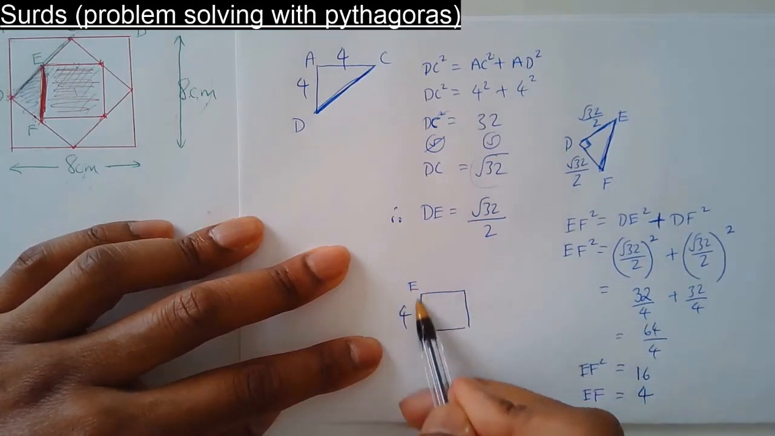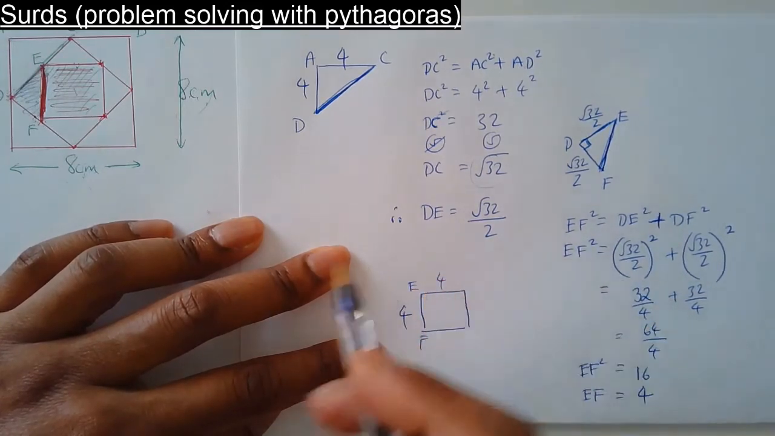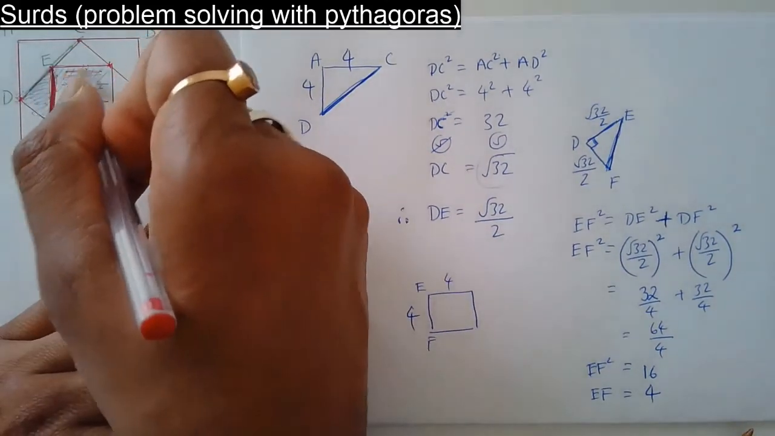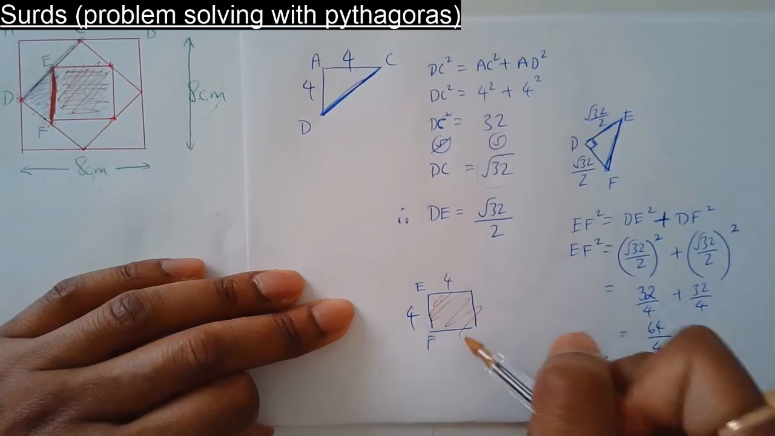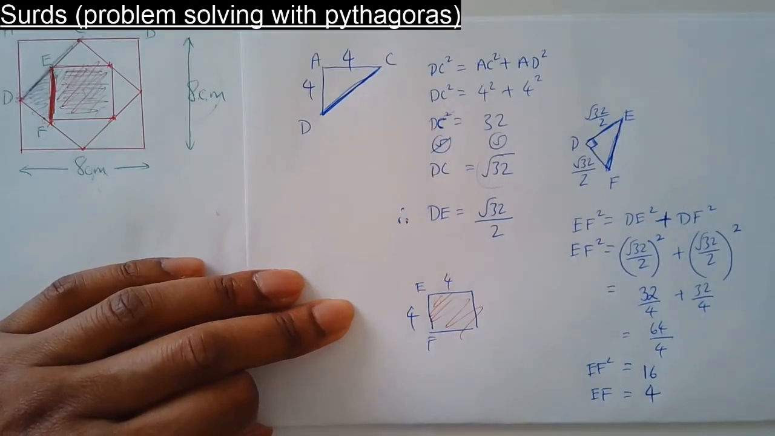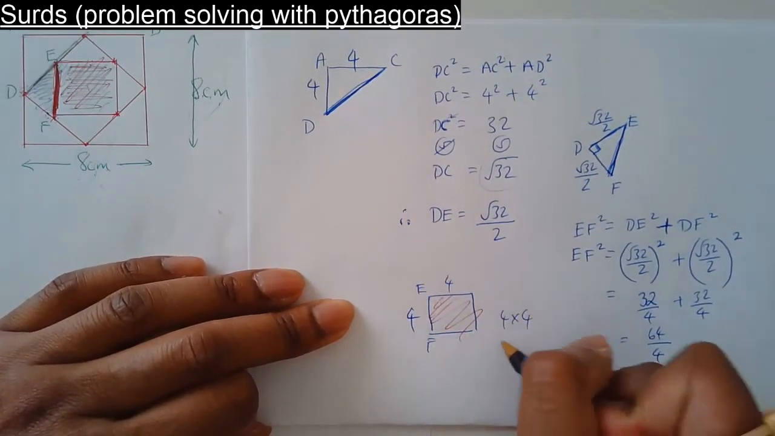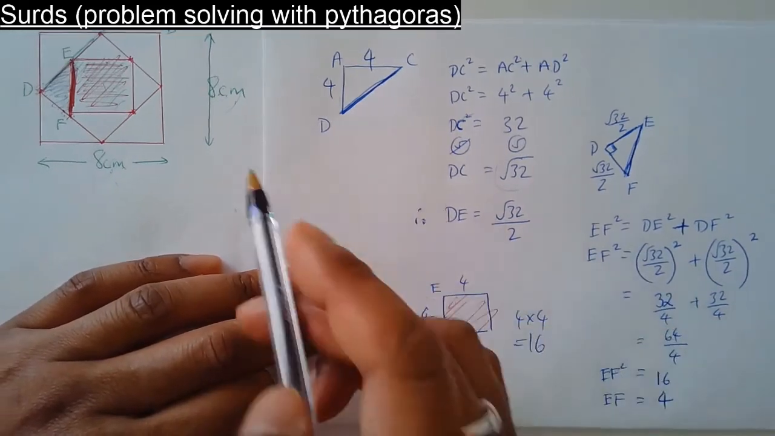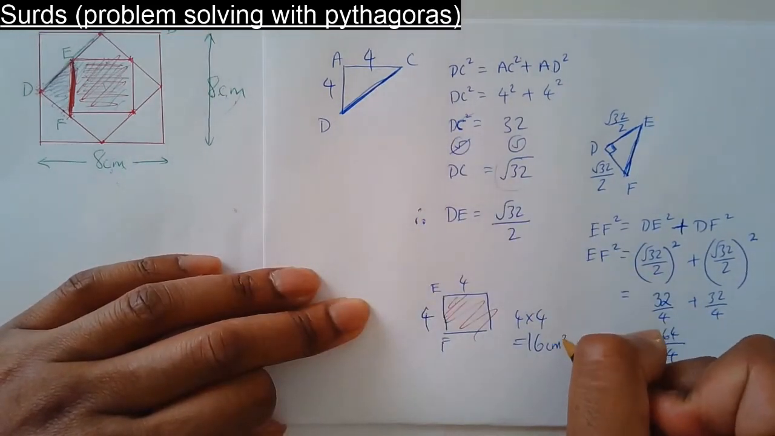So if this side is 4, this side is going to be 4 as well. Remember, we're now working out this part, the small square. Length times width, 16. That's the area, the units, centimeters squared.